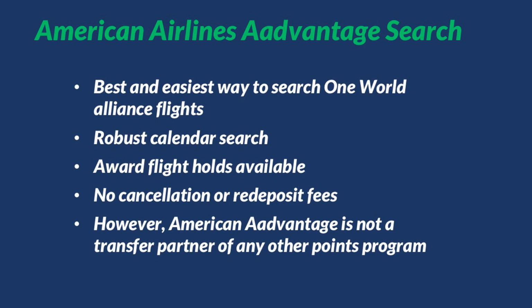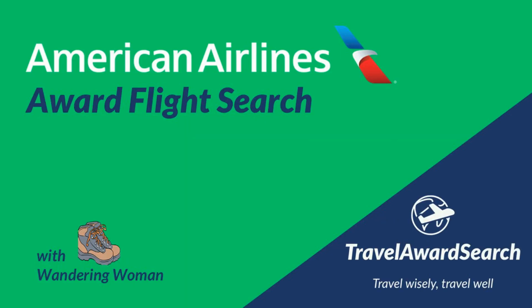If you do find something on the American Airlines website and don't have American Airlines points, you can also try to find those flights on British Airways, which is a One World partner, and they are a transfer partner of several different transferable currencies. So that's just a quick rundown of how to do a search on the American Airlines website.